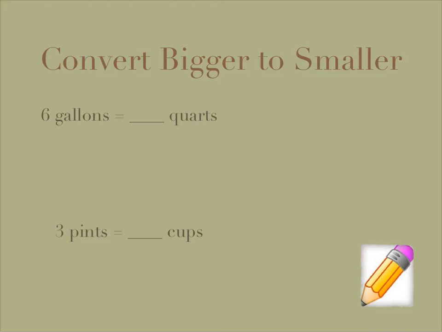Okay, so first of all, we have 6 gallons equals how many quarts? What you could do is you could say to yourself, okay, going bigger to smaller, I need to multiply, and you could use your customary conversions chart in your FSA sheet, and you could say to yourself, well, 1 gallon equals 4 quarts, and so then you would need to multiply 6 times 4, and 6 times 4 is 24, so you would know that you need 24 quarts.